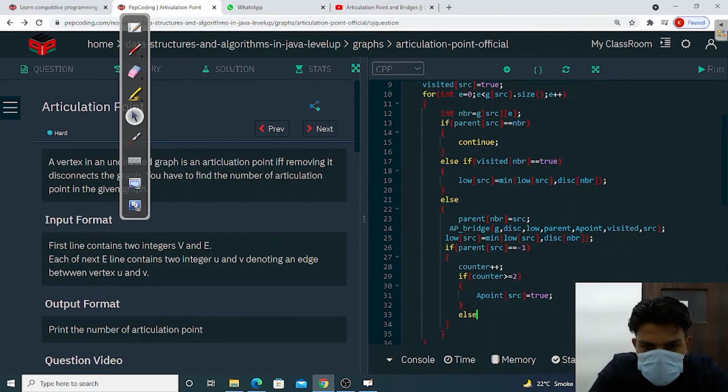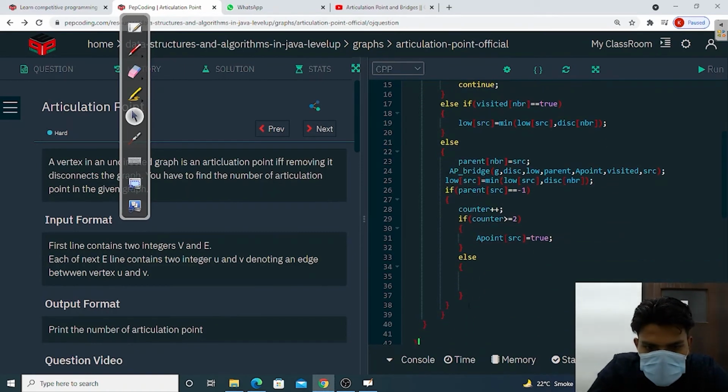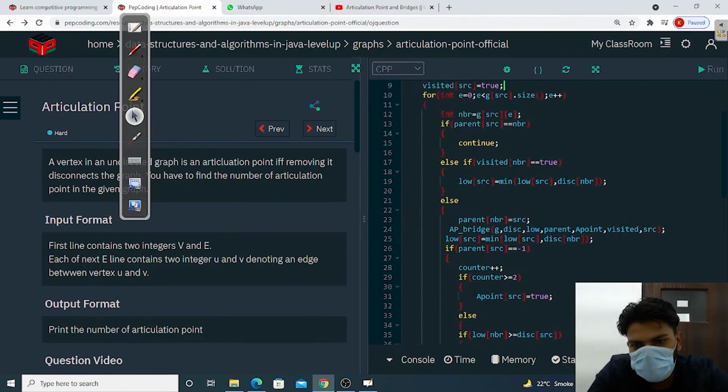And else if low of neighbor, and else low of neighbor, and this is the condition where our articulation point is decided: low of neighbor is greater than or equal to discovery of SRC. Okay, so this is the condition where we put our condition. This is the condition where the articulation point is decided. Then we put a point of SRC equal to true. Okay, so this is the condition we are checking.